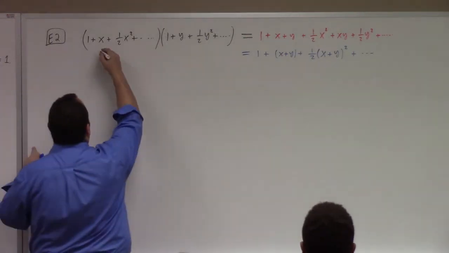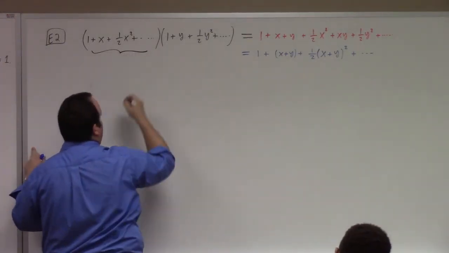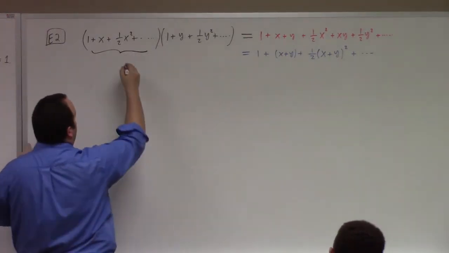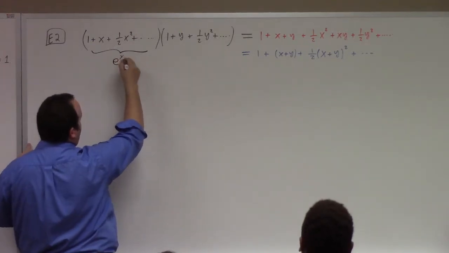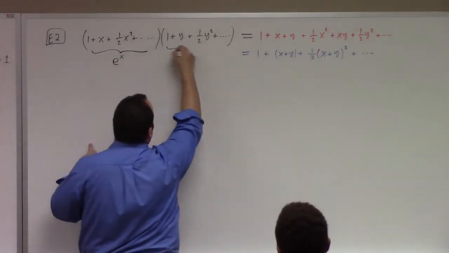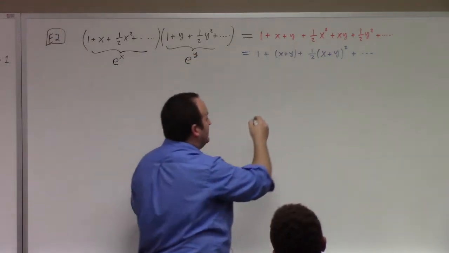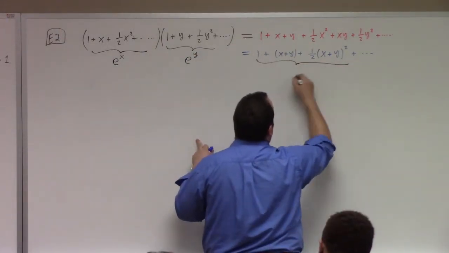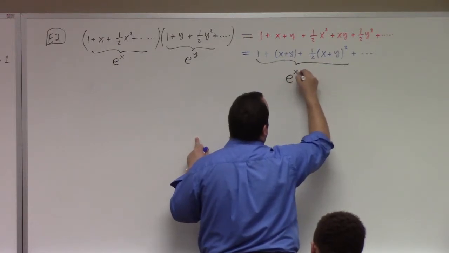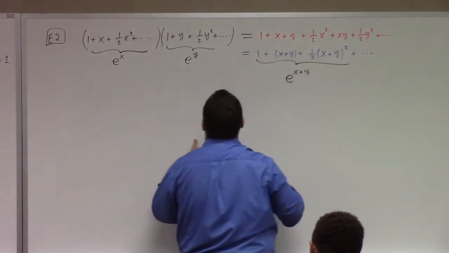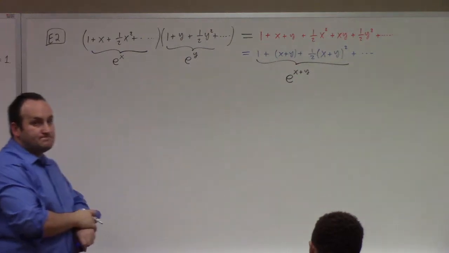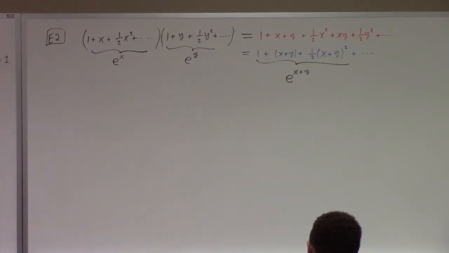This is part of the power series of what? This is the start of e to the x, right? This over here is e to the y. This over here is the power series for e to the x plus y. So this is not really that surprising. But in fact, you could prove this series calculation carefully, and in so doing, you could prove the laws of exponents.